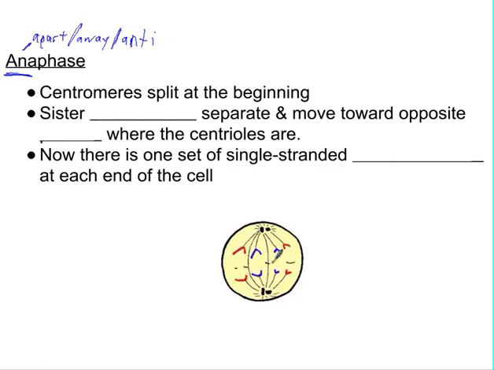Okay. All right. So there was an equator along here. They were lined up along there, but now those microtubules, the spindles, have pulled them apart.